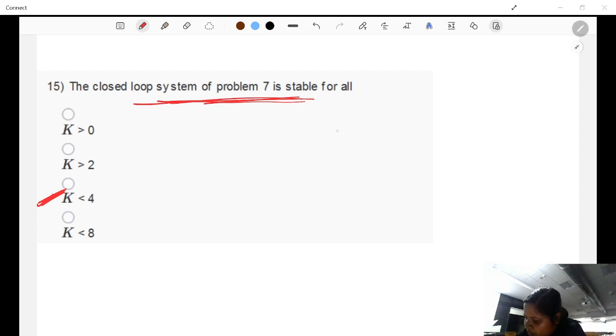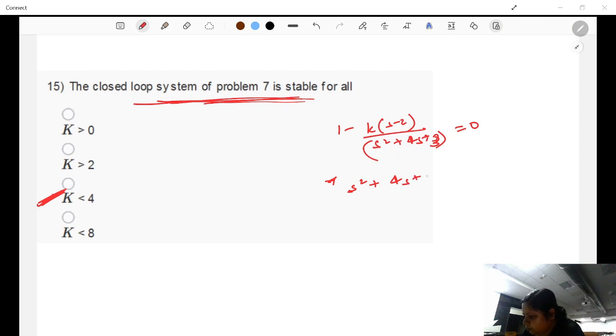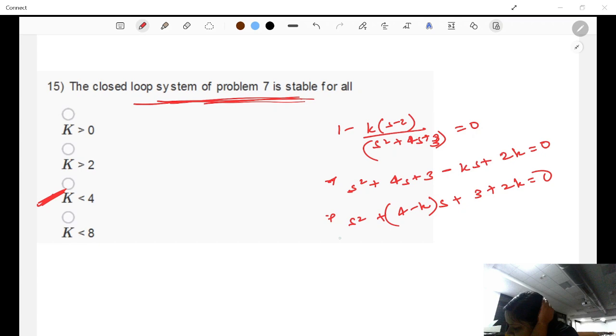Right? Because what would be the characteristic equation? So here in our case, your characteristic equation was k upon s square plus 4s plus 3, right? This was your characteristic equation. You wrote s square plus 4s plus 3 minus ks plus 2k is equal to 0. S square plus 4 minus k s plus 3 plus 2k is equal to 0. What should happen? Iska coefficient should be positive, rather should be of the same sign. So for s square, if it is positive, it should be positive for all. This should be also positive.